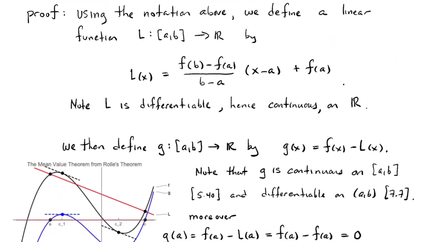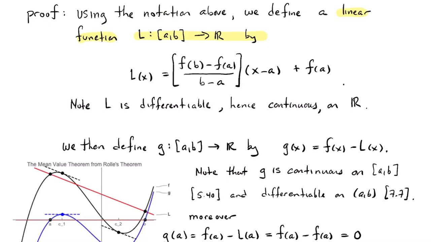So here we go. Once again, I'm going to borrow the notation. This is a busy slide. We'll work through it, but I'm going to borrow the notation from the theorem so I don't have to repeat it all inside the body of the proof. So using that notation above, I'm going to start by defining a linear function L. And just what am I going to do? I'm going to make it have slope equal to that secant slope.